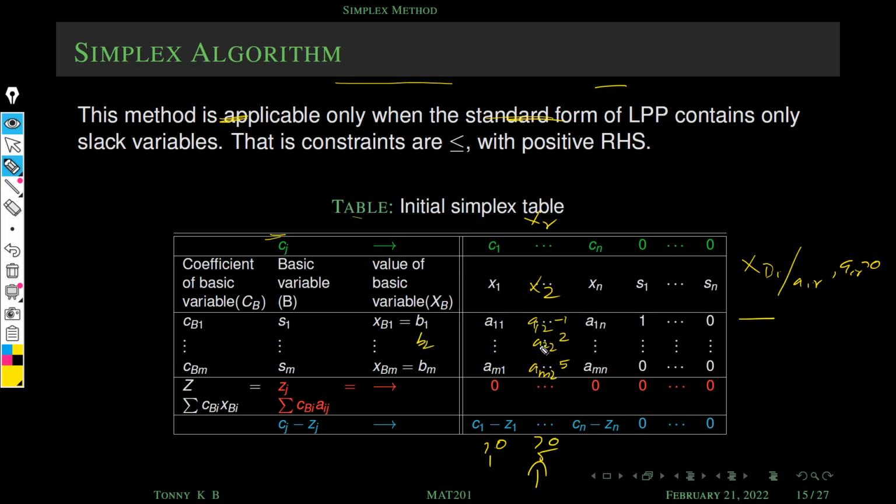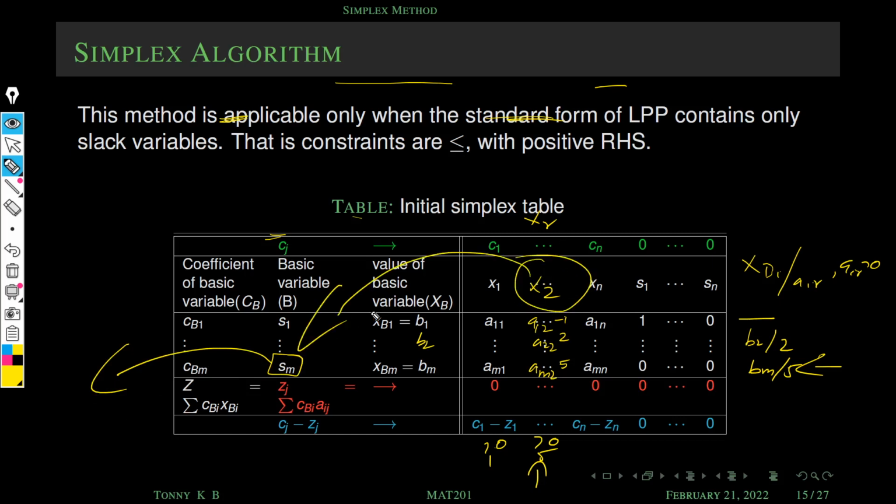So this is b2, and now we assume this a22 is 2. So we have to take the ratio corresponding to this, that is b2 by 2. Clear? And similarly, suppose this is positive, then we have to evaluate bm by 5. So you have to evaluate the ratio corresponding to only positive entries in the entering column. Then take the minimum. Suppose this is the minimum. That means this basic variable Sm will leave the basis, and the present non-basic variable x2 will enter the basis.